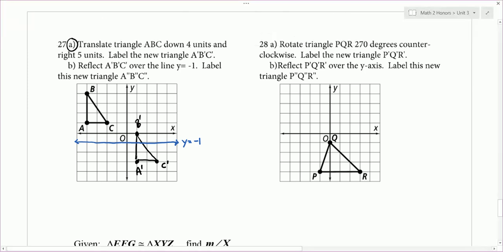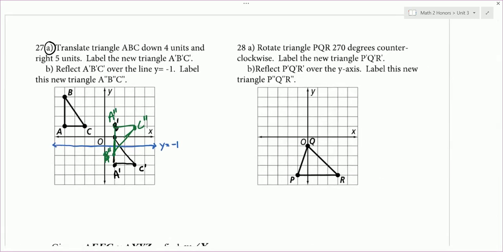So B prime is above that line 1 unit, so we're going to go below that line 1 unit. A prime is below 2, so we're going to go above 2. And C prime is below 2, we're going to go above 2. And here is our result. And we're going to label A double prime, oops, A is over here, B double prime, and C double prime. And we made it.